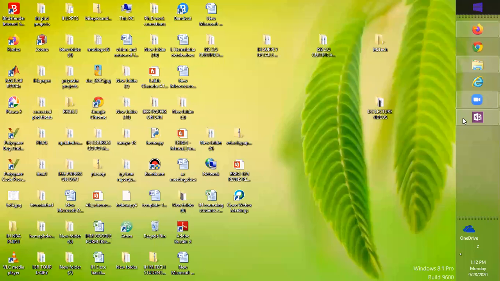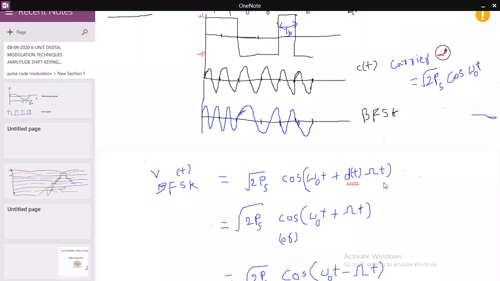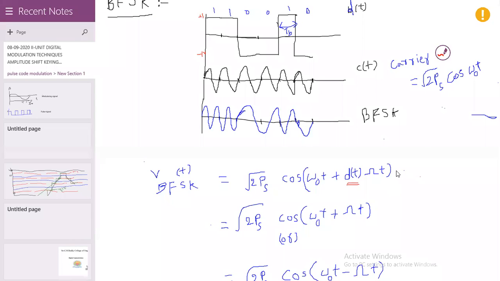Okay, I will continue. So here d of t is plus 1. We write this equation: root of 2PS cos of omega naught t plus omega t. Again we can write this equation, root of 2PS cos of omega naught plus omega of t. So this is when d of t is equal to 1.